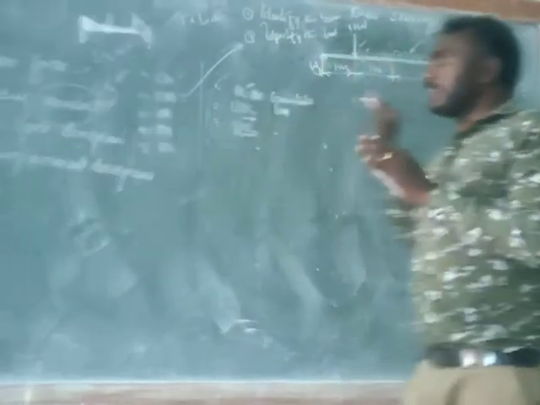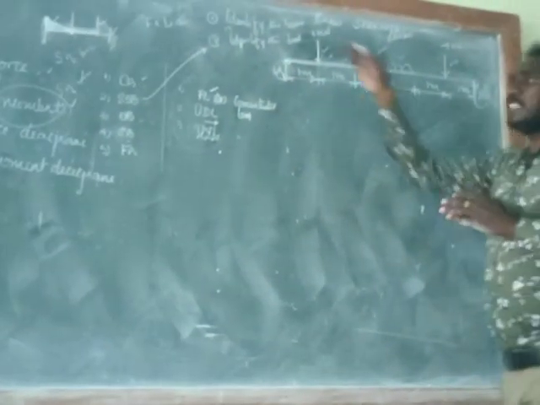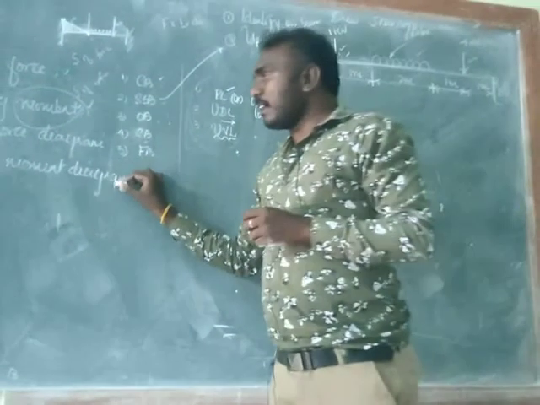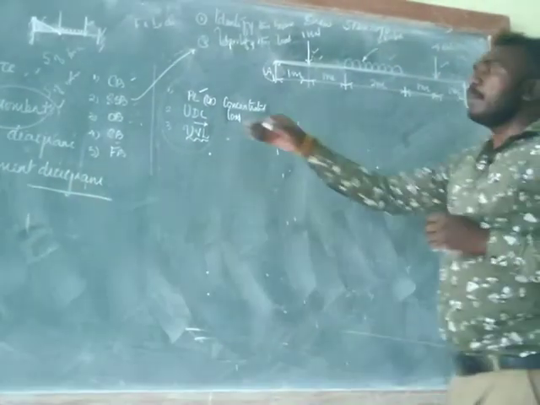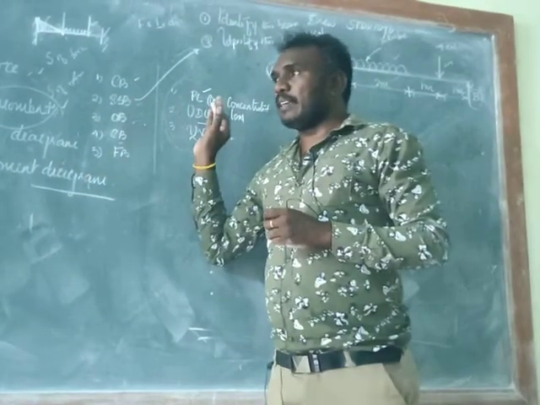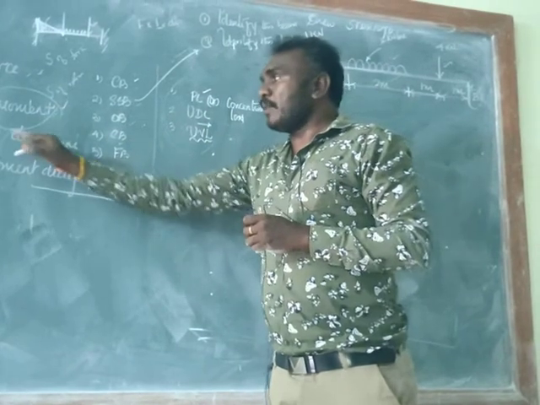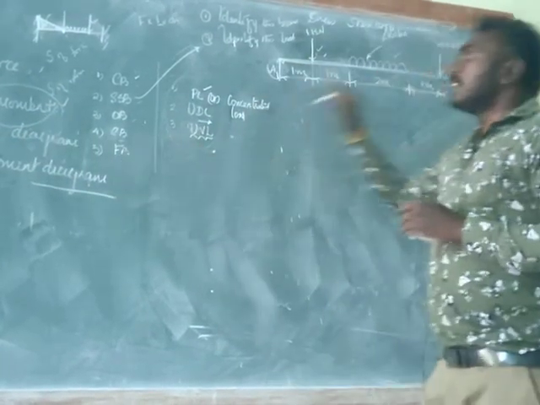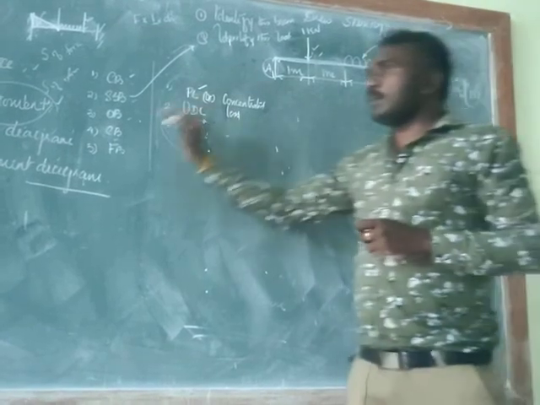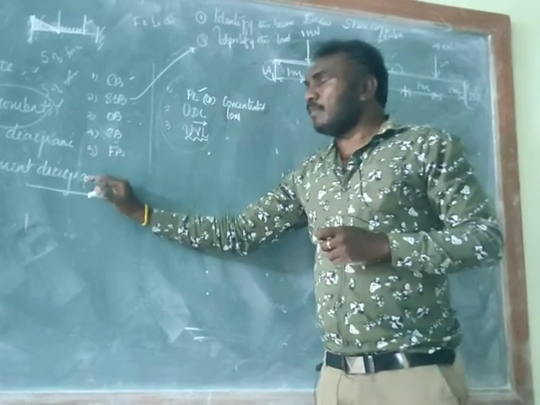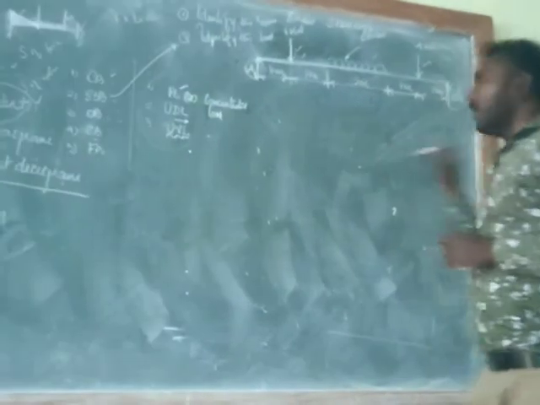It is a graphical diagram which shows the shear force. What is bending moment diagram? It is a graphical diagram which shows bending moment, known as the bending moment diagram. Shear force diagram means the diagram which shows the value of shear forces. Bending moment diagram is the diagram which shows the value of bending moment.